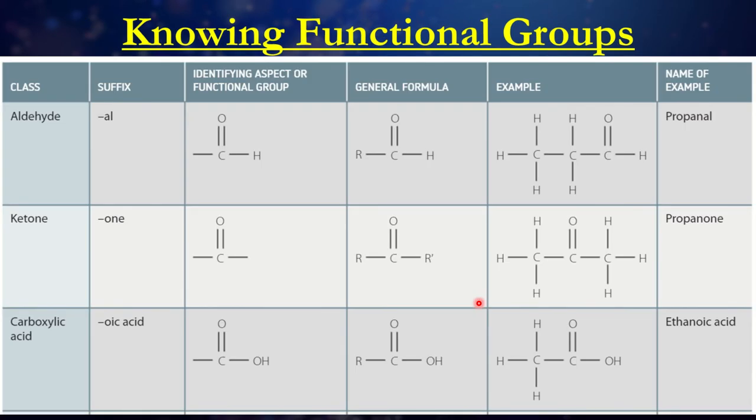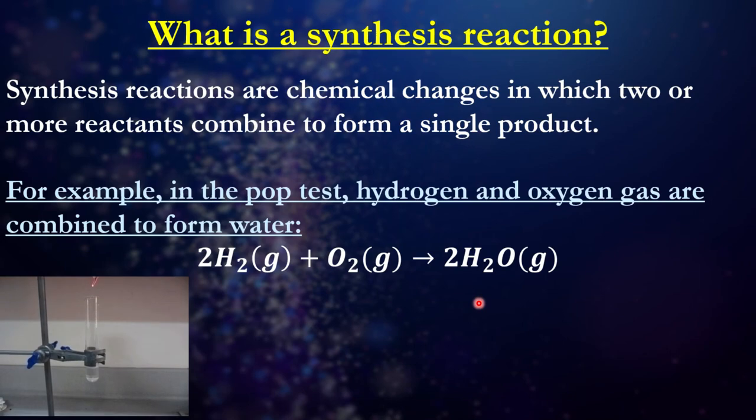So we've talked about the different types of functional groups and all those different types of things there, but let's talk about what a synthesis reaction is. Synthesis reactions are chemical changes in which two or more reactants combine to form a single product. So a simple example is, as you recall in Year 11 when we did the hydrogen pop test, we combined hydrogen gas and oxygen gas together to create water. Well, not to create water, but to form water. Okay, so that's a synthesis reaction, to combine multiple things to form one thing.